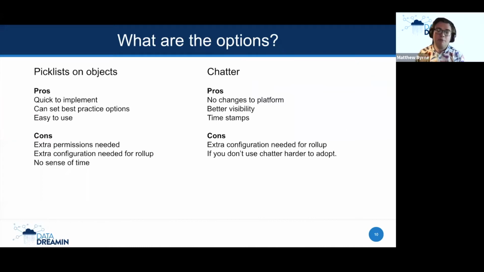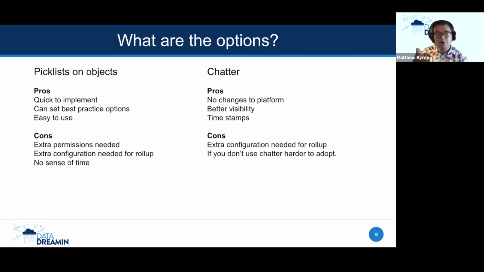A couple of the approaches we had to think about were, firstly, we could use pick lists on objects. So we could have a pick list on an account record, and you could drop it down to say, what is the risk of this customer at the moment? Are they in a good place, or are they a bit risky? We could have done that. That would have been very quick to implement, just putting some pick list values on there.